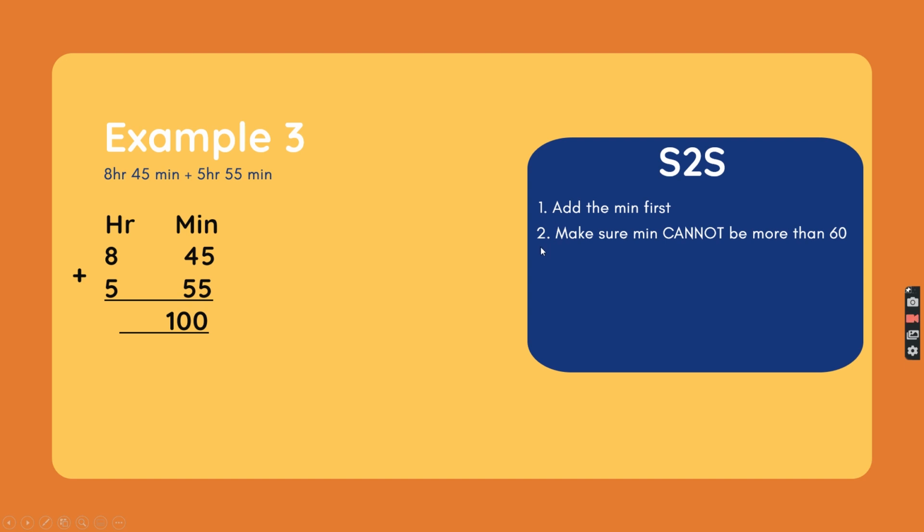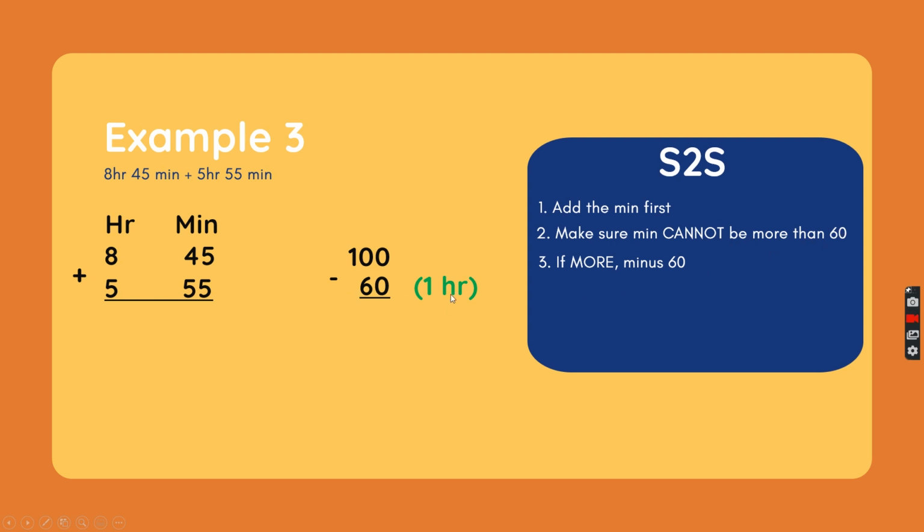Now, the S2S number 2 is we need to make sure that minute cannot be more than 60. And we all know that 100 is more than 60. So this is not okay. Then moving on to S2S number 3, if more, we need to minus 60. So whatever answer you got right here, when you plus the minute together, we're gonna bring it up here. So it's 100. Then we're gonna minus it with 60 because S2S number 3 says so, because it exceeds 60.